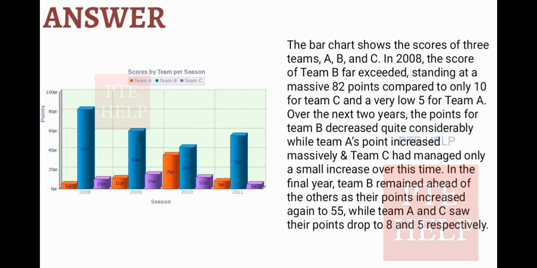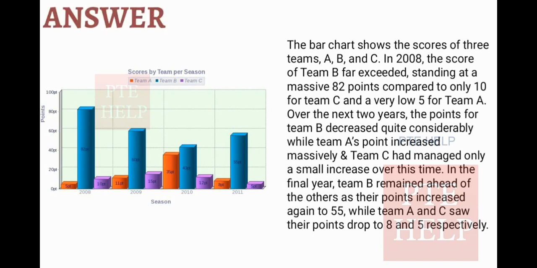The bar chart shows the scores of 3 teams, A, B, and C. In 2008, the score of Team B far exceeded, standing at a massive 82 points compared to only 10 for Team C, and a very low 5 for Team A.